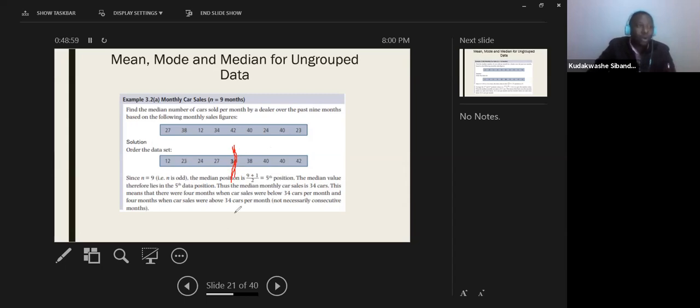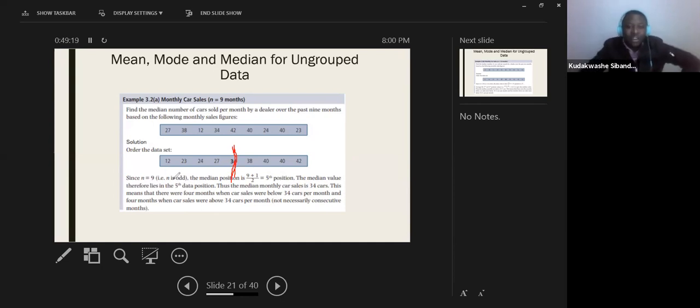Is it true? Let's check. 1, 2, 3, 4. So we have got 4 values above the median value, right? Let's count how many values are below the median value, which is 1, 2, 3, 4, which is correct. So the median position divides your data into 2 equal halves.